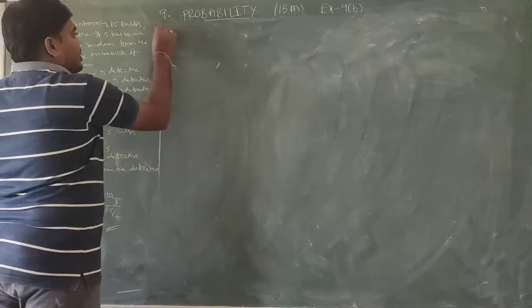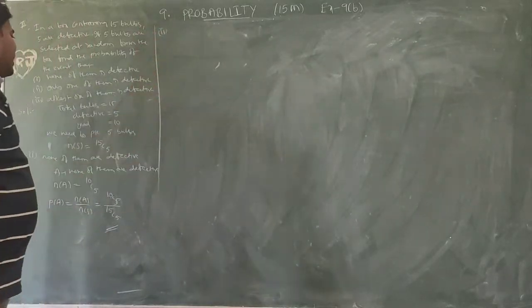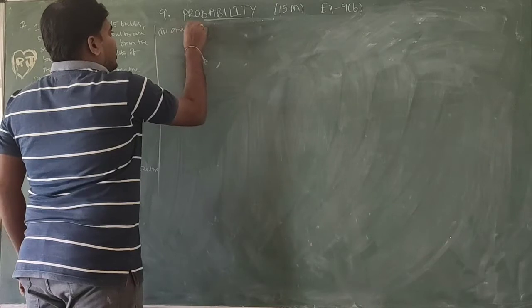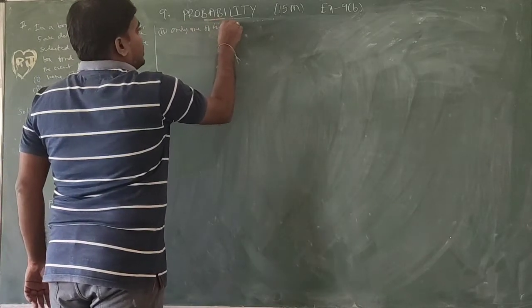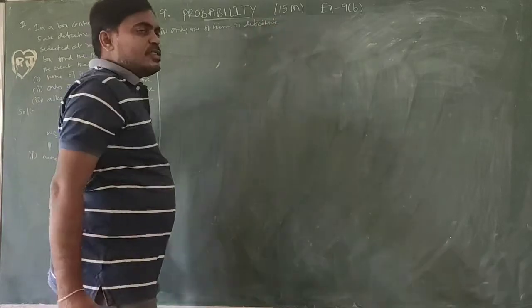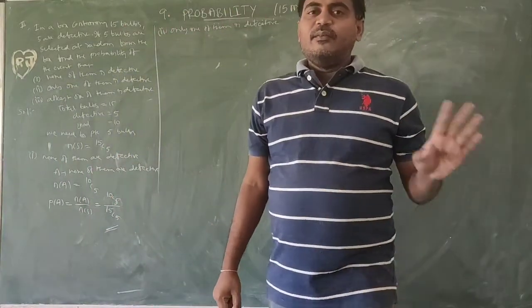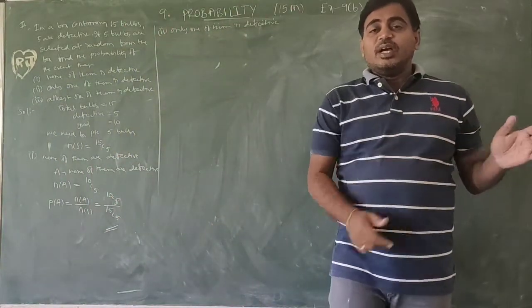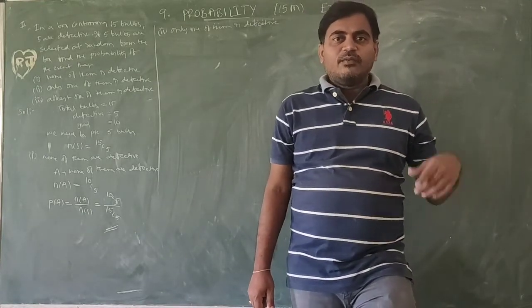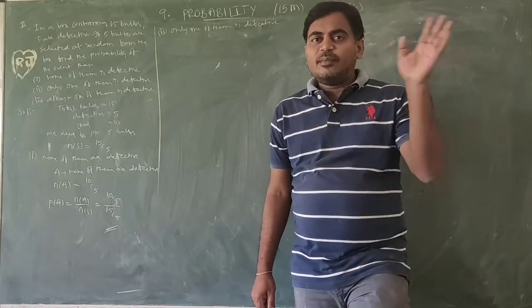Next, second one: only one of them is defective. This means we need to pick one defective bulb and the remaining 4 bulbs from non-defective. We need to pick 1 from 5 and the remaining 4 from 10.